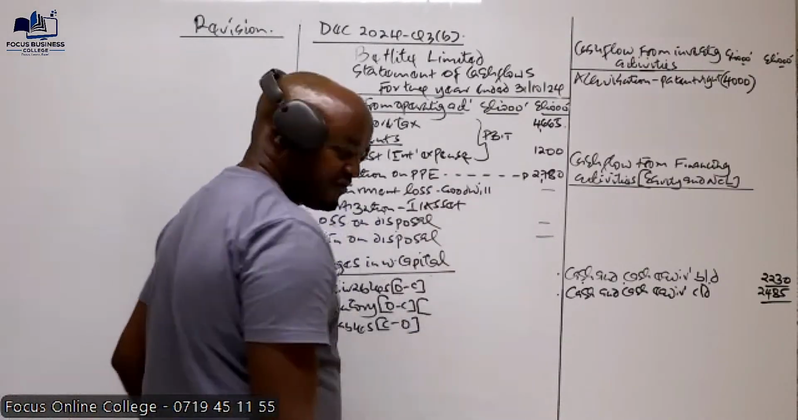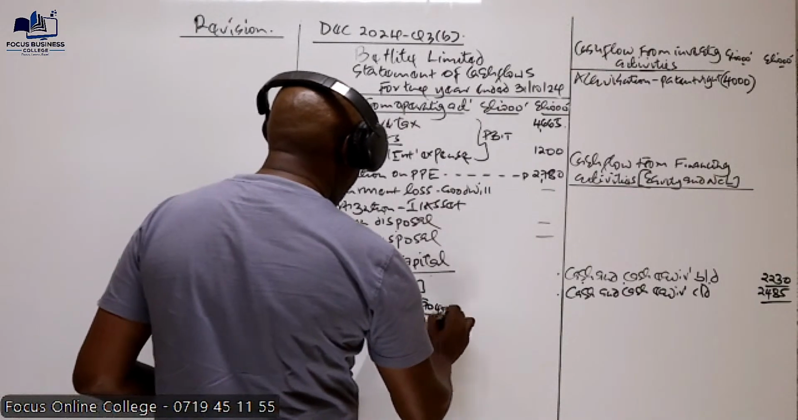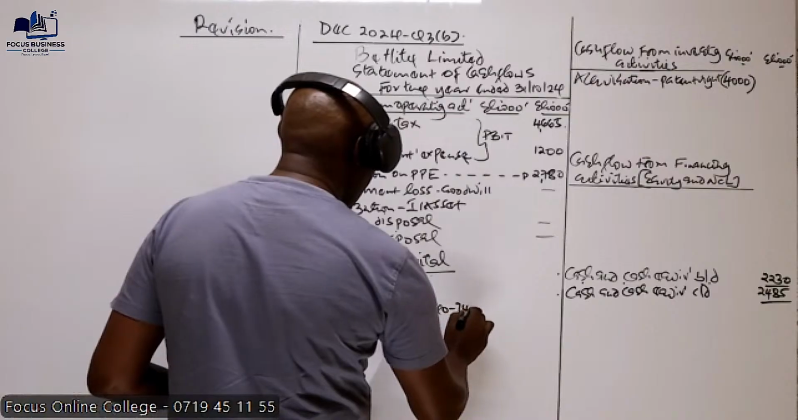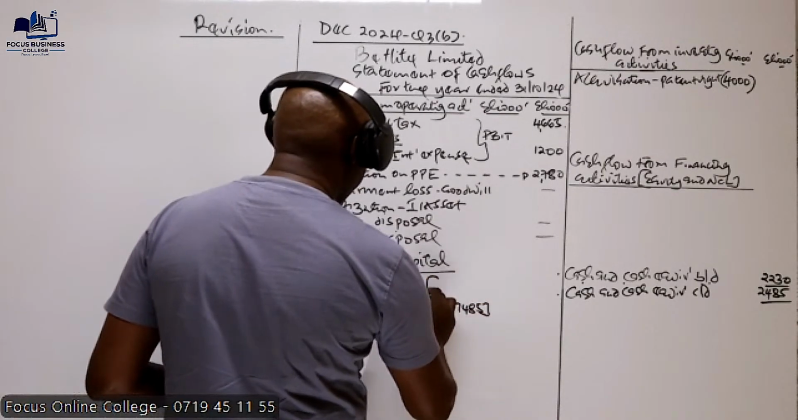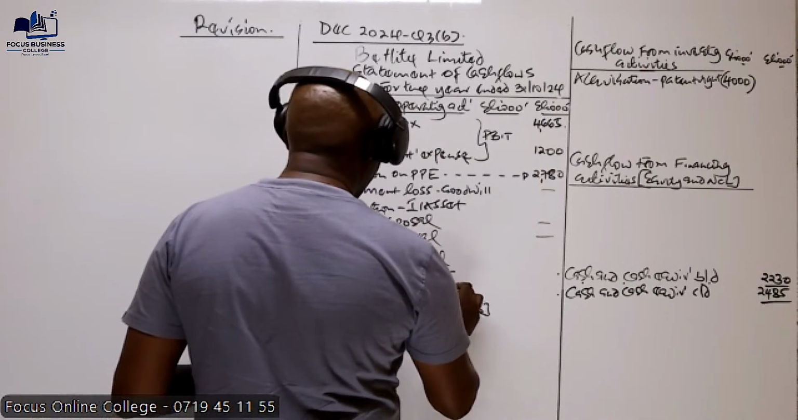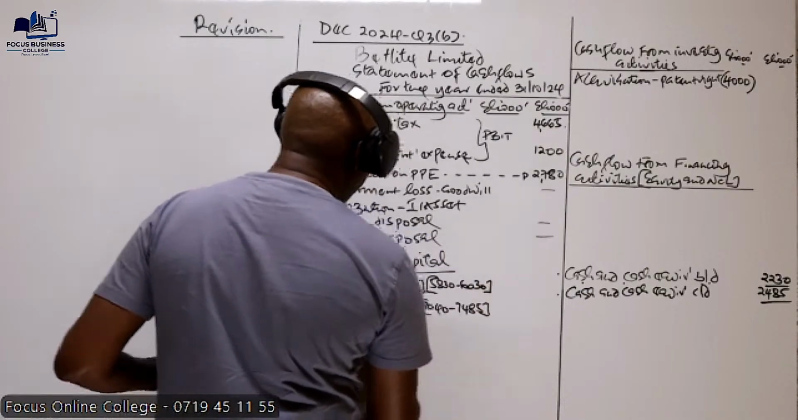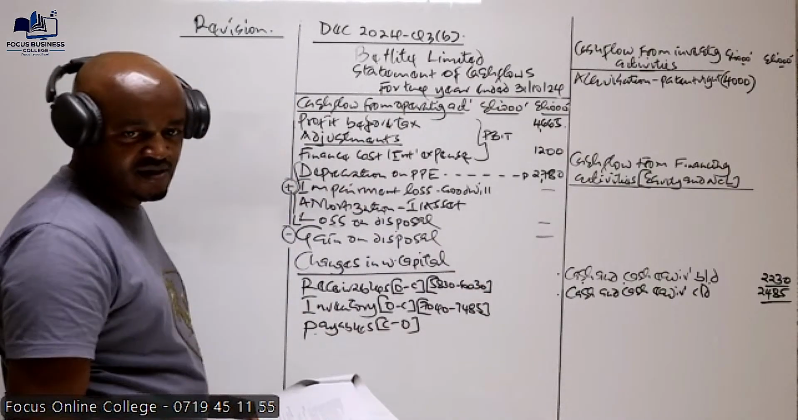That one is inventory here, which is 7040 minus 7485. So we do the same for receivables, which is 5830 minus what? Minus 6030. And then we go to where we have current liabilities in our balance sheet.